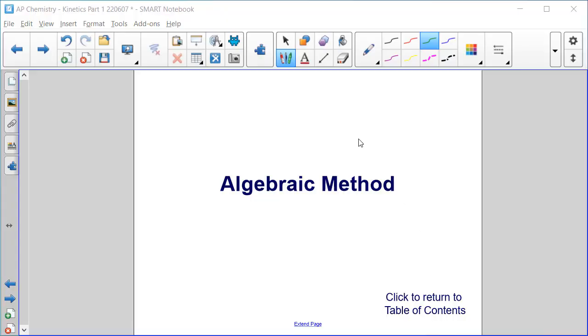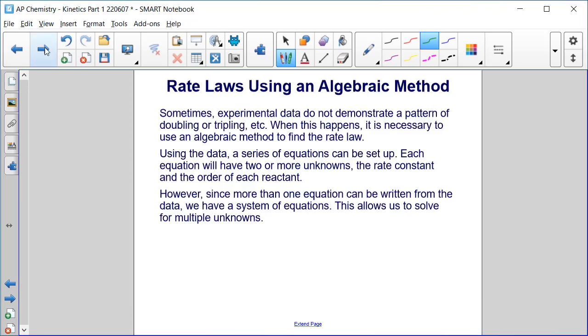In this section, we're going to discuss the algebraic method for determining rate laws. I've previewed this for you a little bit in the previous section, but in the previous section, the experimental data was a pretty straightforward pattern of doubling or tripling to see what happened. But sometimes the experimental data is not quite so straightforward. When this happens, it's necessary to use an algebraic method to find the rate law.